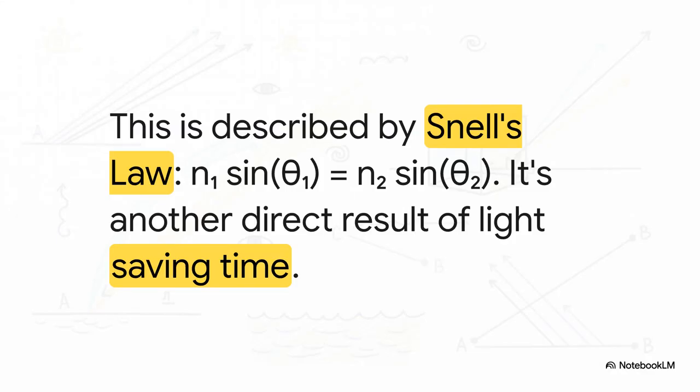And when you do the calculus to find that optimal lifeguard path for light, you get another legendary law of physics, Snell's law. It's a beautiful little equation that tells you exactly how much the light will bend based on the properties of the two materials. And again, this whole thing comes directly from that one simple idea. Light always takes the fastest route.